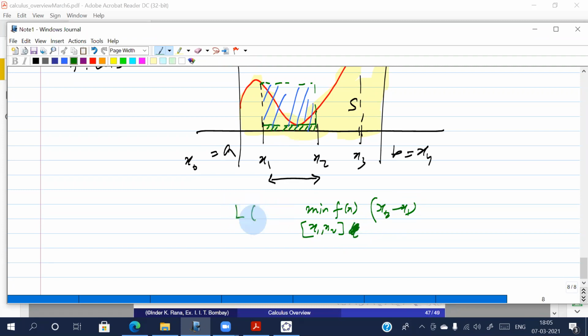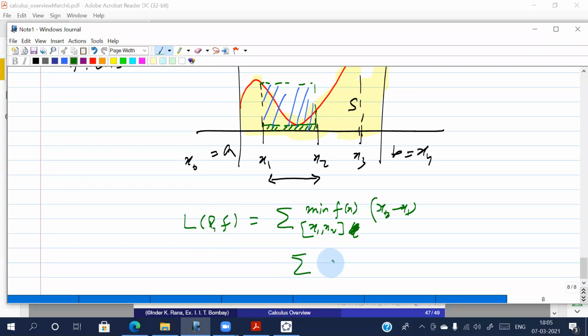Let us call it LPF. I'm saying lower because I'm taking the smaller value. Similarly, over the interval, if I am doing it overall, I should be slightly more careful. If I want to add up all these areas, then let us add up all these areas and call that LPF.